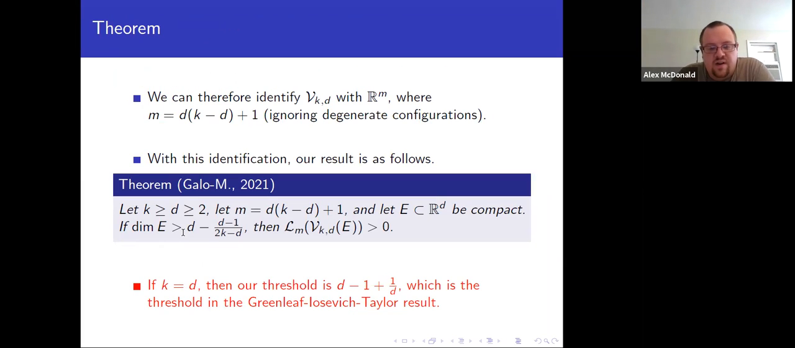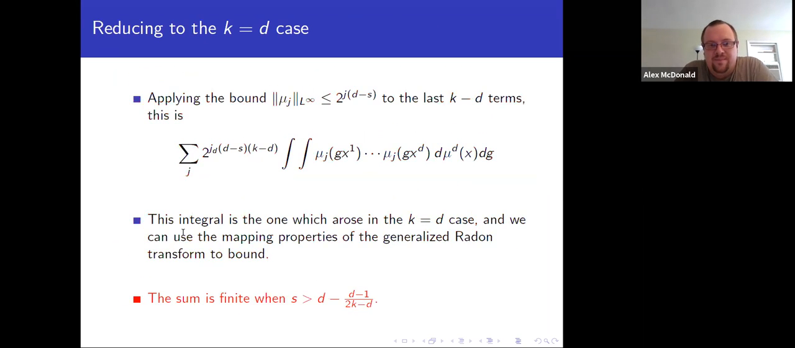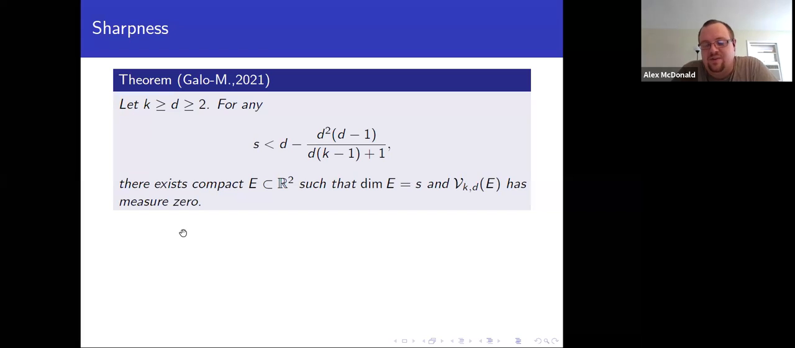Yeah, that's a good question. I'm not sure what a good conjecture would be. I guess the best lower example I have is the one I gave. In the k equals d case, this is pretty bad.